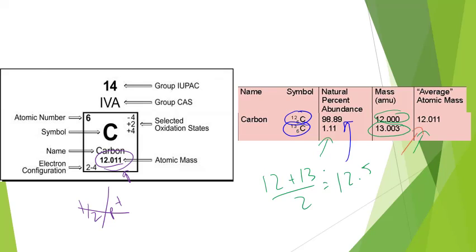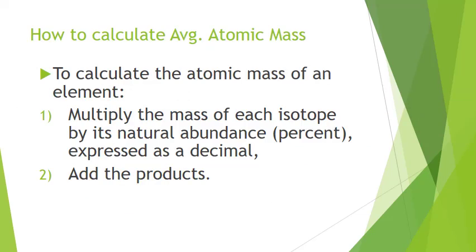Well, it's because it is weighted. When we say weighted, it means we're taking into account that there is way more carbon 12 and only a tiny bit of carbon 13, and that gets factored in. So here's how it works. To calculate the average atomic mass, you multiply the mass of each isotope by its natural abundance, which is always a percent expressed as a decimal, and then you add the products together.